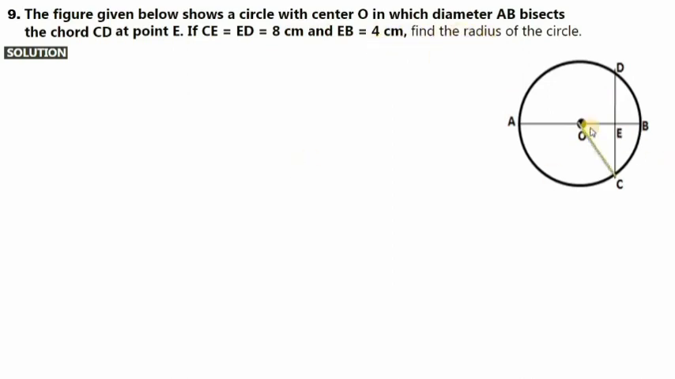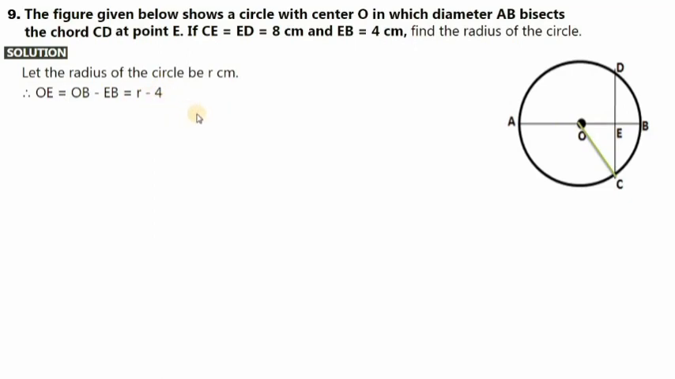So for that, let me first join O and C. Let me consider the radius to be R. So radius is R, meaning OA, OB and OC, all of them are R. See, OB is R, as I told you, and EB is given to be 4. So if I ask you how much is OE, then from OB, that is from R, you have to subtract EB, that is 4. So you have OE equals OB minus EB, which is R minus 4. So this length OE is R minus 4.